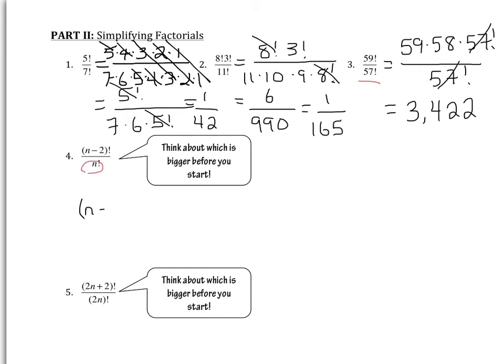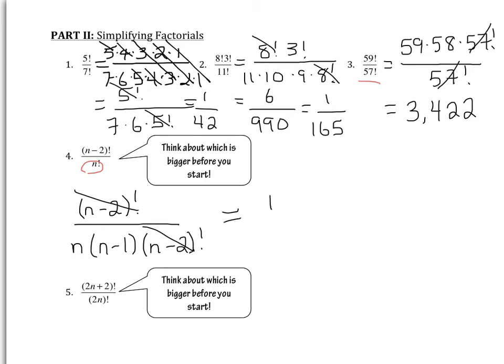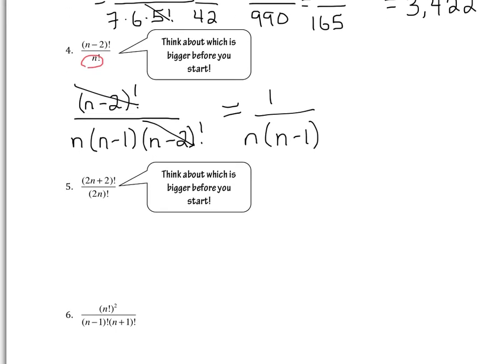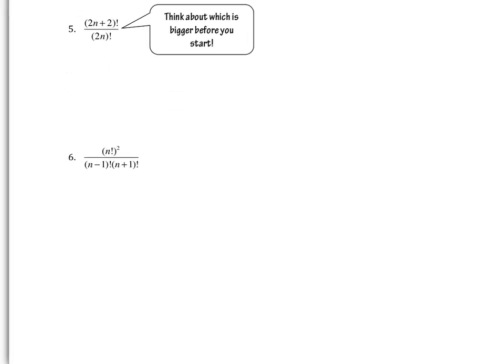So n minus 2 factorial over n factorial, which is n times n minus 1 times n minus 2, and then everything below that, so n minus 2 factorial. And then these cancel, and this becomes 1 over n times the quantity n minus 1. And isn't that so much easier to look at and work with? All right, let's try again for example 5.